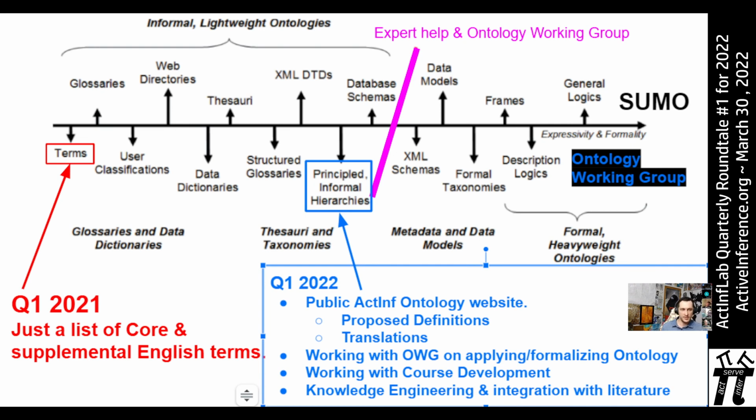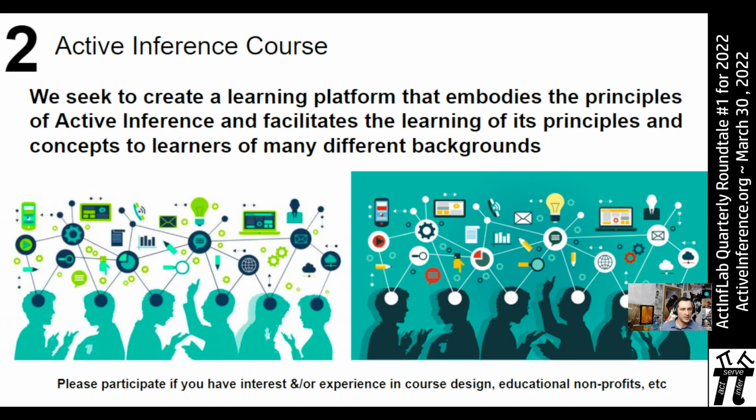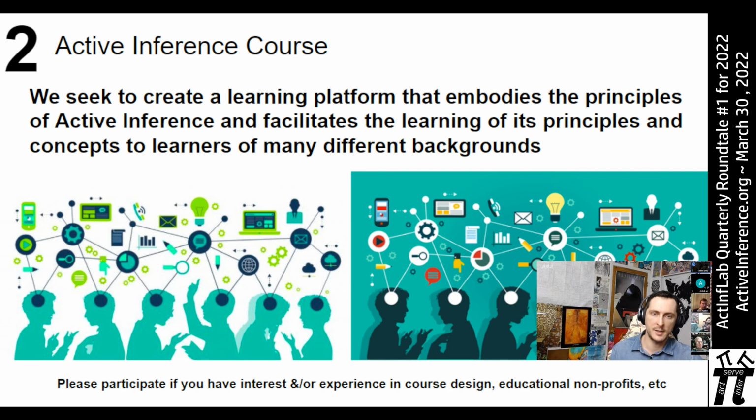Okay, on to the second project, which is the Actinf course. In the Actinf course project, we are seeking to create a learning platform that embodies the principles of active inference and facilitates the learning of its principles and concepts to learners of many different backgrounds. And this is something that we are not too far down the road on, but are eagerly looking forward to, especially in light of some recent epistemic changes in our niche, which we'll talk about soon. But there's a massive potential for active inference education, and we hope to have course offerings and educational experiences that meet that opportunity. Alex?